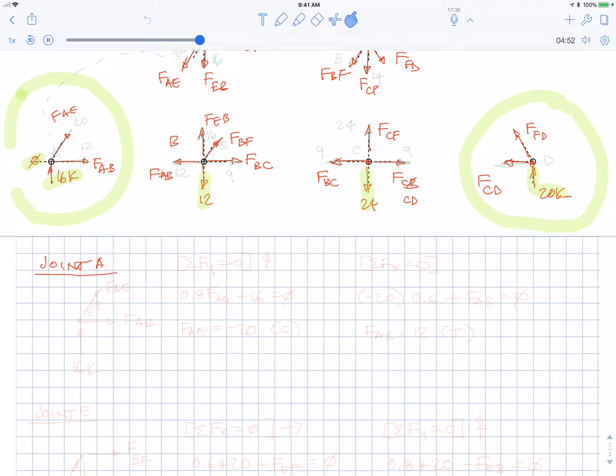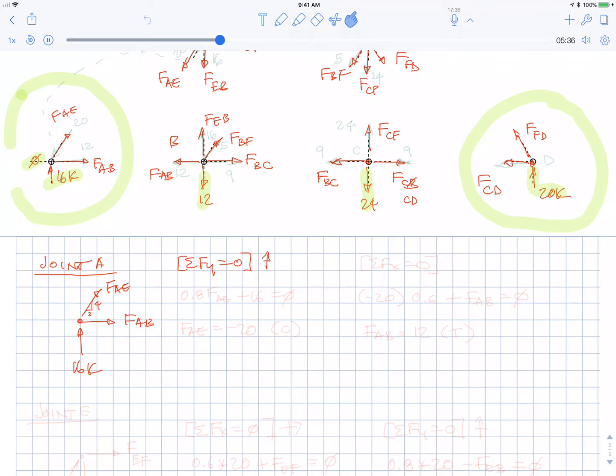So here we have joint A. I'm going to redraw the free body diagram there. FAE, FAB, and 16 kips going up. I'm going to sum forces in the y direction first. I noticed that FAE has a y component, but FAB doesn't, so I'll be able to solve that directly. And then once I do that, I can sum forces in the x direction. So sum Fy equals 0. I'll take up as positive. It's a 3, 4, 5 triangle.